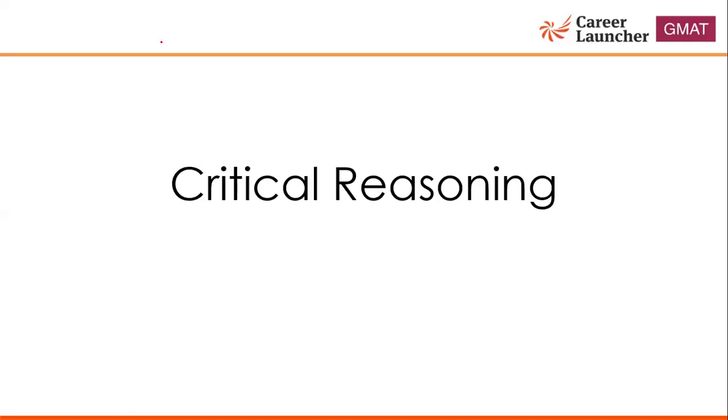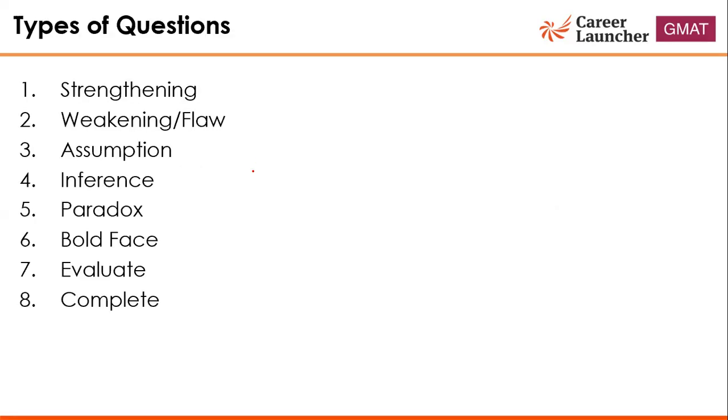Let's dive deeper into the critical reasoning section of the test. Now, when it comes to critical reasoning, this is one of the most logical, interesting sections of the test. All questions are going to be arguments. So of course, the first thing we need to understand is what an argument is. Now, there are 8 different types of questions. We'll cover these questions in separate sessions.